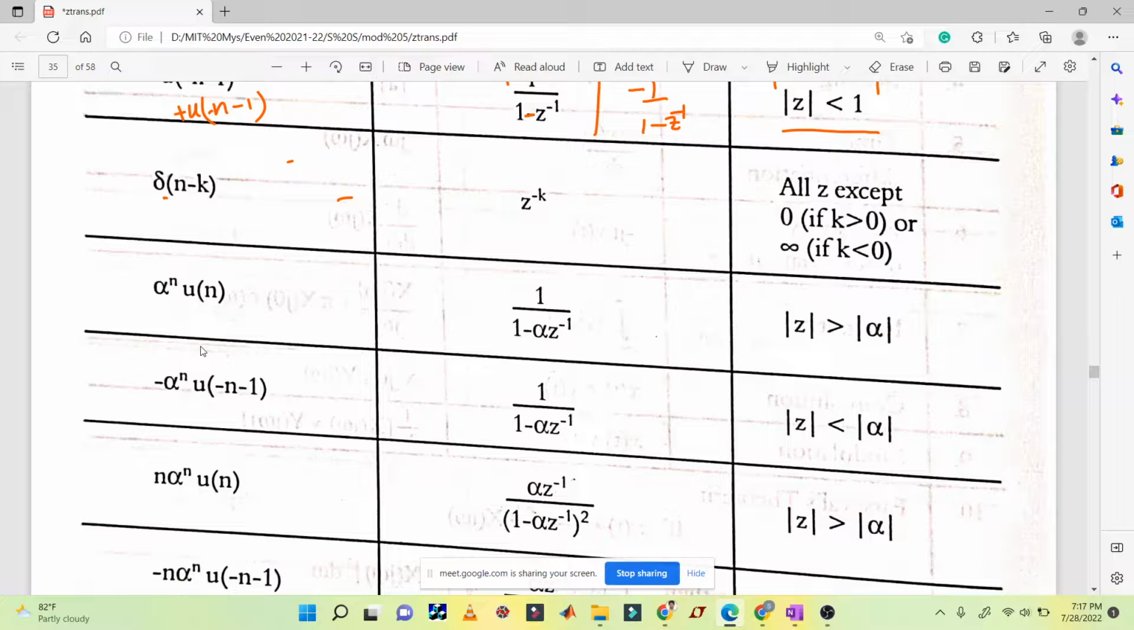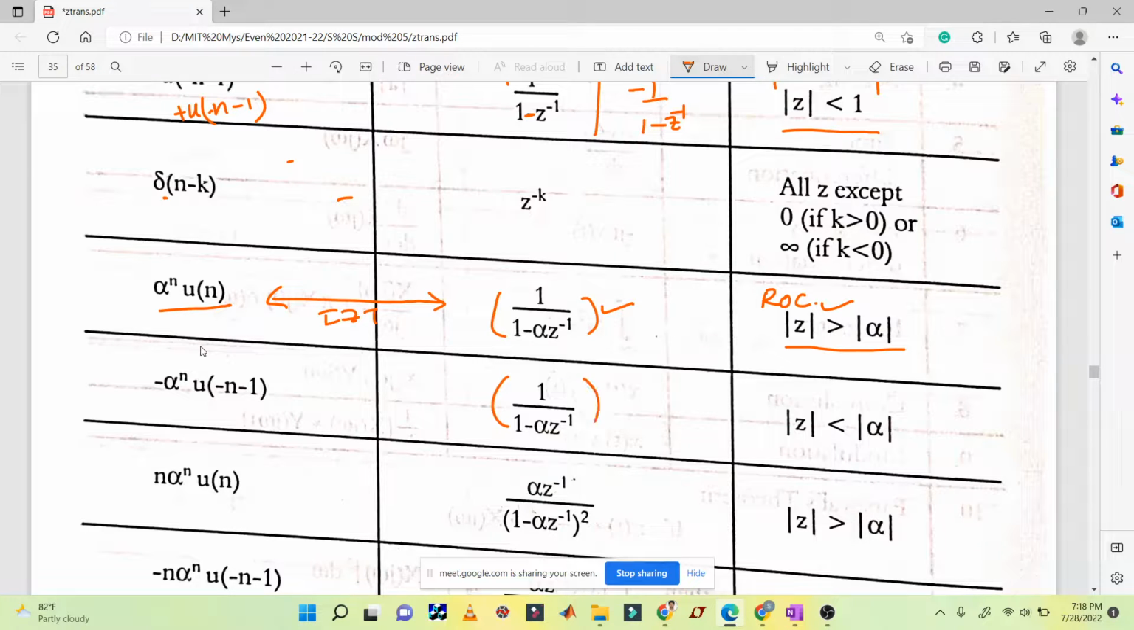And as I have told, this is the Z transform of a to the power n u of n, provided z is greater than alpha. In the problem they will give this, and for this ROC you find the inverse Z transform. If this equation is given and the ROC is given like this, this will be your inverse Z transform.